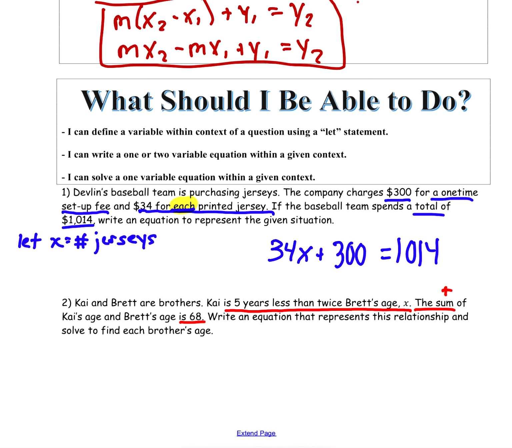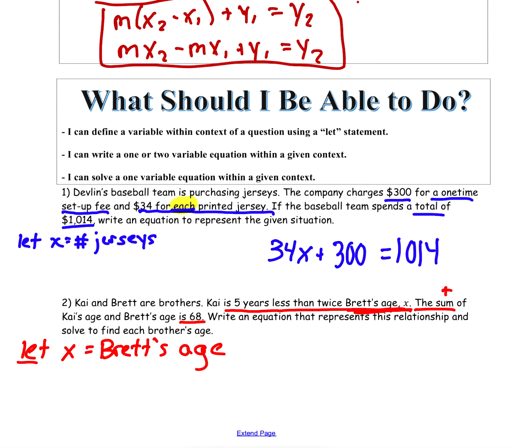And they also help because, say for some reason you're stuck on it, they let you have a starting point. Like, okay, I know what my variable is. Now I can write my equation. So we're always going to do the let statement. So let x, and in this question it tells us what x is. It's just Brett's age. It says right here, Brett's age x. So let x equal Brett's age.